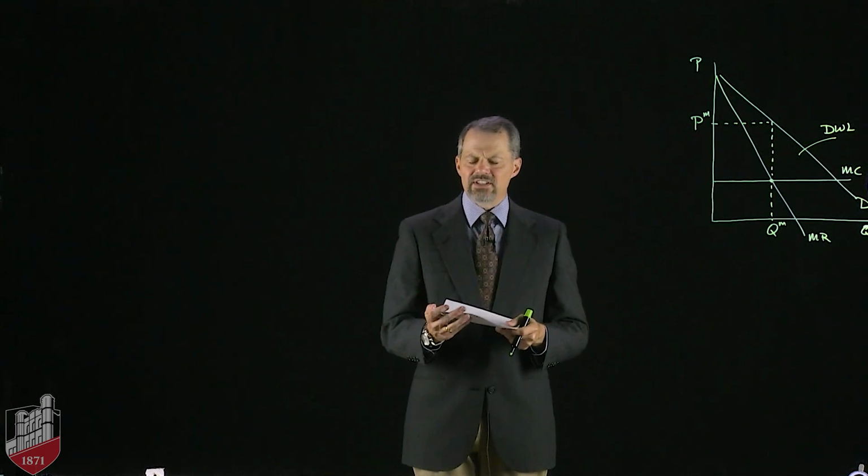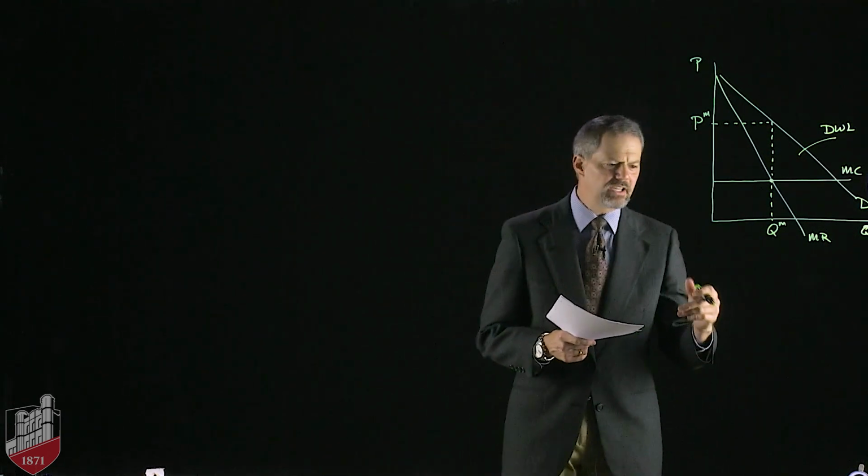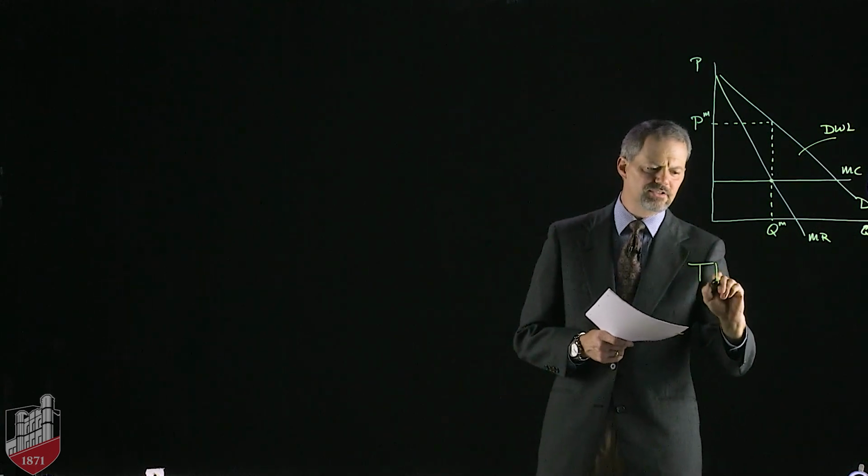So we're going to talk about different types of price discrimination. And the first one that we're going to think about is what we call third-degree price discrimination.